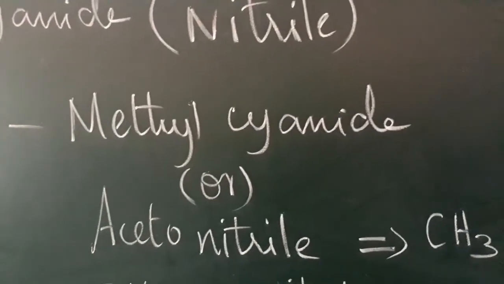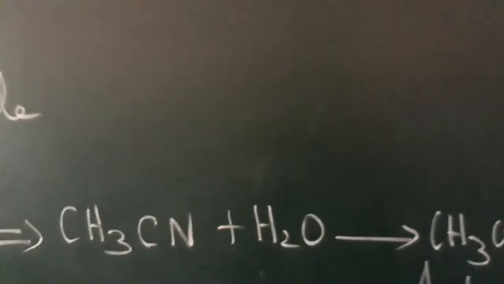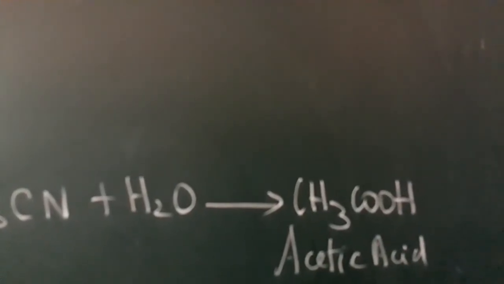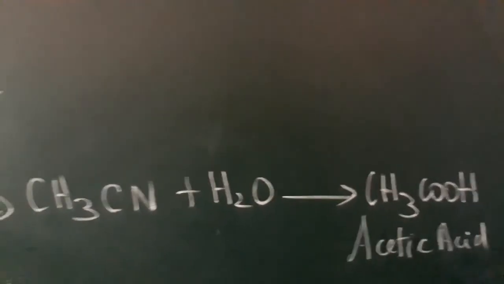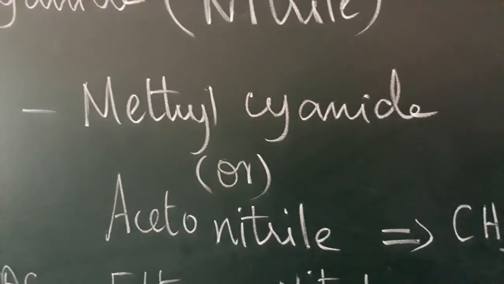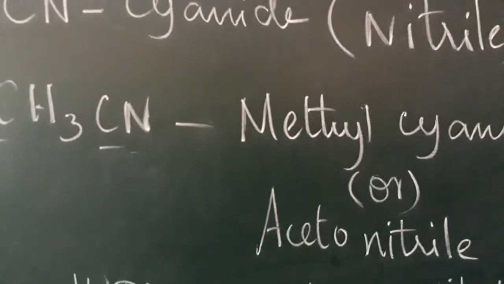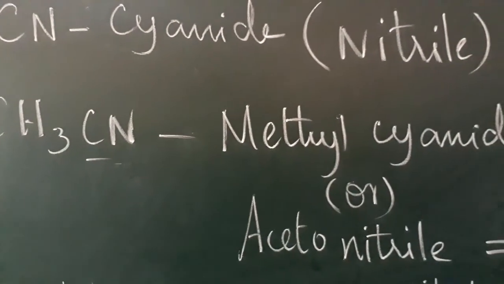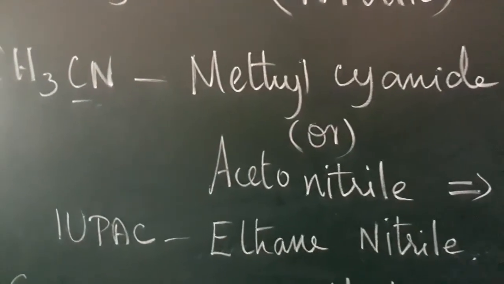Why is it called acetonitrile? On hydrolysis, when methyl cyanide is added with water, we get CH3COOH, that is acetic acid. So based on this acetic acid, the common name of this compound is acetonitrile. CH3CN is called acetonitrile because on hydrolysis it gives acetic acid. The next one, the IUPAC name.